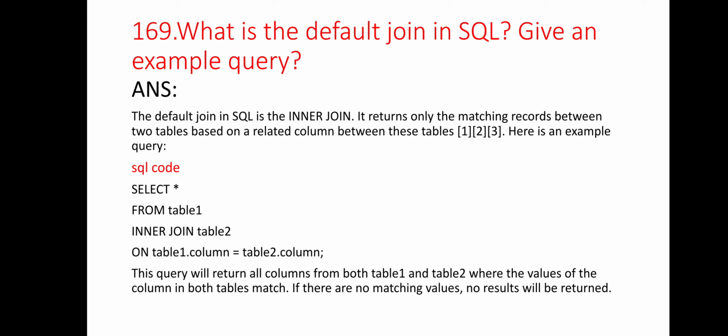What is the default join in SQL? Give an example. The default join in SQL is the inner join. It returns only the matching records between two tables based on a related column between these tables.